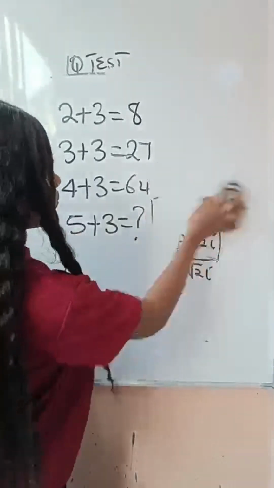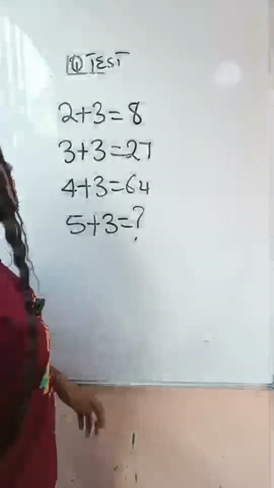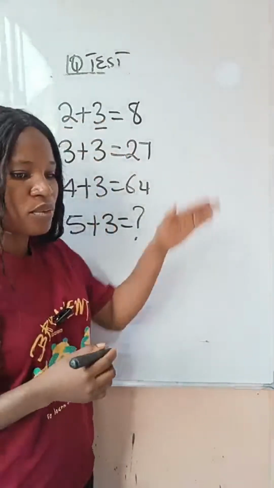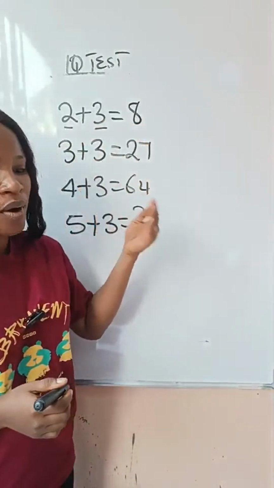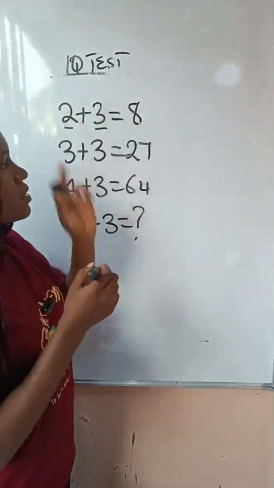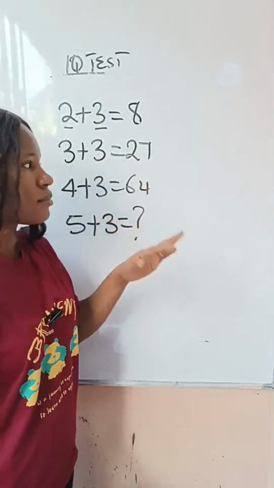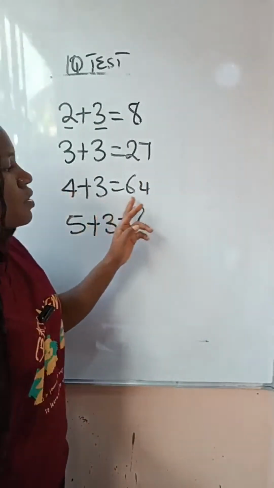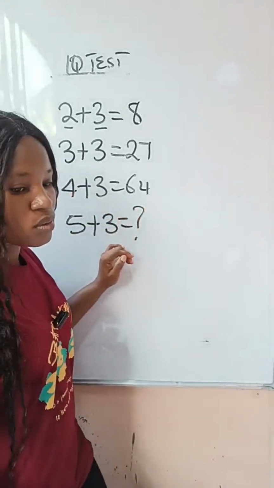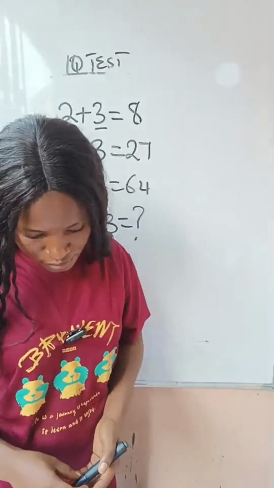All right, now what we have on the board is simple. A raised to the power of B will give you the answer. So we have 2 raised to the power of 3 is 8. 3 raised to the power of 3 is 27. 4 raised to the power of 3 is 64. And 5 to the power of 3 is 125. So that is why the answer is 125.